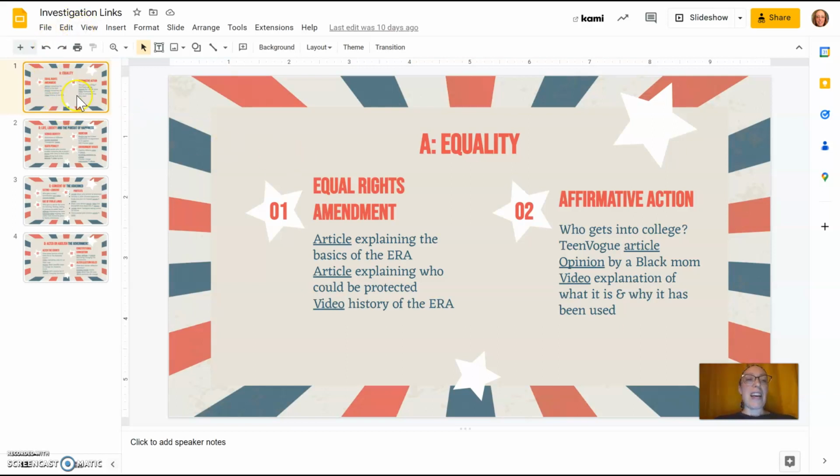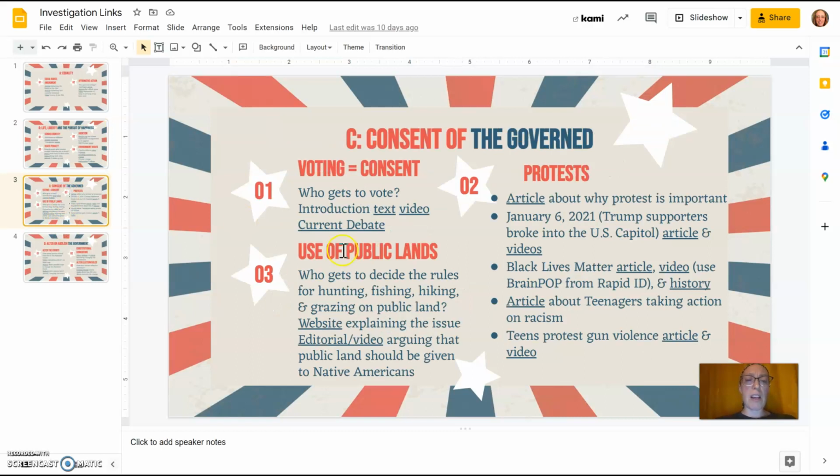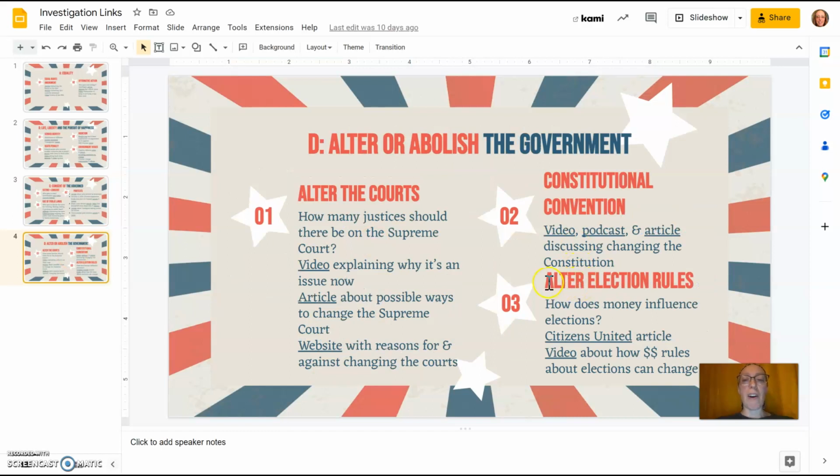All right, so if I'm doing alter or abolish the government, I could talk about the Equal Rights Amendment because amending the Constitution is altering or changing it. I could talk about some of these others if you can find a way that is altering or abolishing the government. I don't see a great way to talk about those. Voting, who gets to vote? There's a pretty strong argument there, in fact. And protesting, maybe people want to change the government. So here we have altering election rules, which is basically similar to the voting thing.